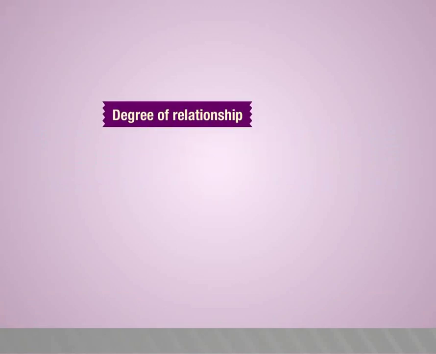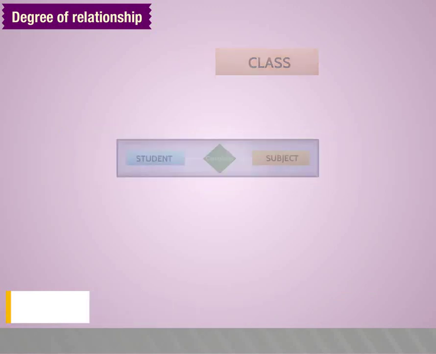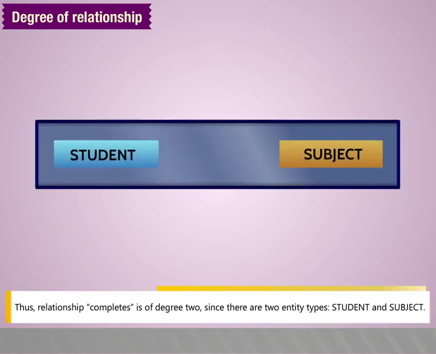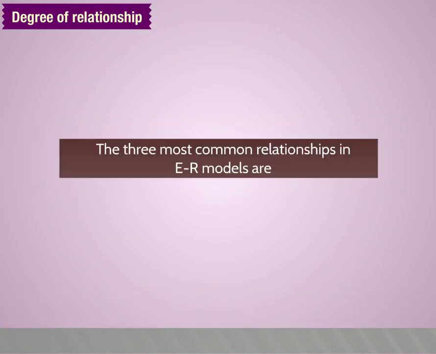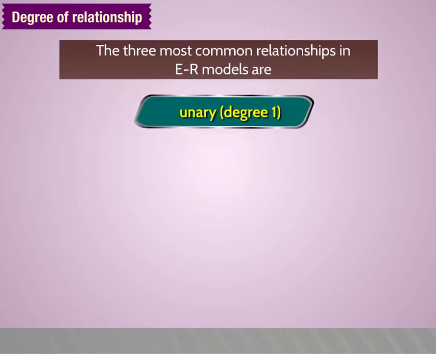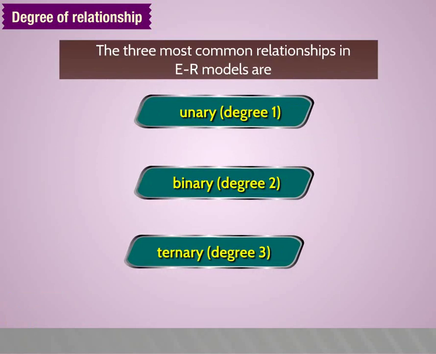Degree of relationship. The degree of a relationship is the number of entity types that participate in that relationship. Thus, relationship completes is of degree 2 since there are two entity types, student and subject. The three most common relationships in ER models are unary, that is degree 1, binary, that is degree 2, and ternary, that is degree 3.